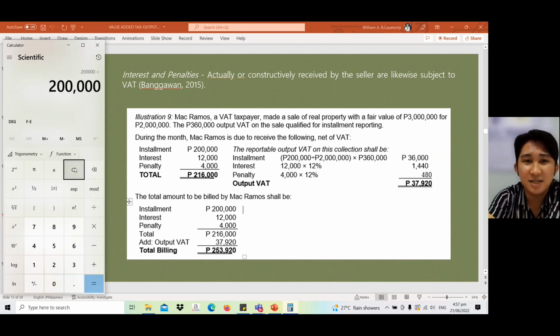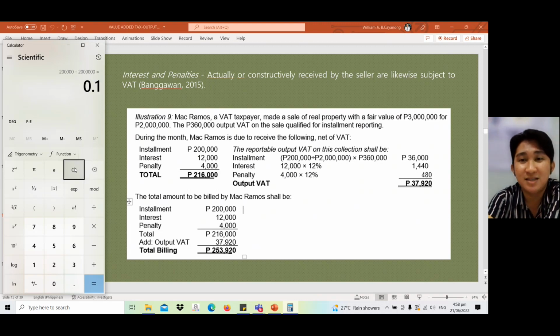I-divide natin sa selling price. Actually, the selling price is 2 million. Ang fair value niya is 3 million. So divide natin by 2 million. That's 10% multiply by 360. That's the output VAT. So ang VAT po ng 200 is 36,000.